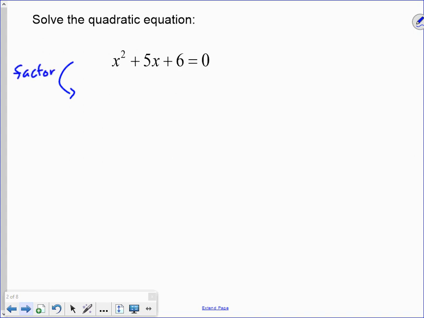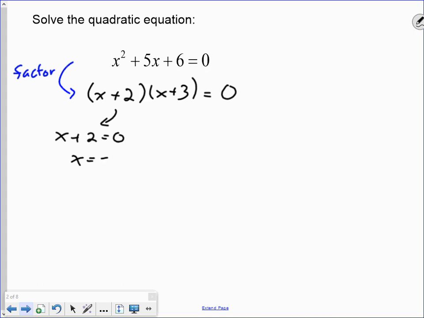factor it. We've got it all set up here with all of the terms on the left-hand side and 0 on the right-hand side. So we would find our two numbers that multiply to 6 and add to 5. We could have an x and x here, and we have plus 2, and we have plus 3. So this is it in factored form. And then we would get our solution. So we know that we're going to take each of these things, set them equal to 0. One solution is going to be x equals -2. And another solution here is going to be x equals -3.